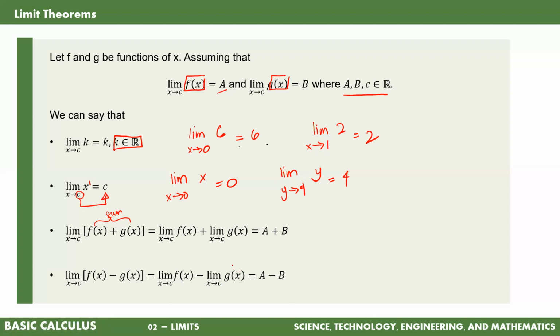So, let's say we have this one. The limit of x squared plus x as x approaches c. Okay, let's say 0. Ayan. Gawin natin itong x plus x. Ayan. Tapos, yung limit, equal siya sa limit ng x as x approaches 0 plus limit of x as x approaches 0.